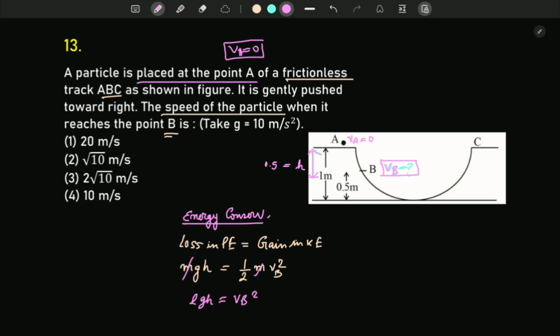So ultimately I am getting vb equals under root 2gh, and putting the values, 2 into g, which is given as 10 meter per second square, into h, which is 0.5, so 1 by 2. So I am ultimately left with root 10 meter per second. So option 2, root 10 meter per second, is the correct answer, and this is the velocity at point B. So this was a very simple question.